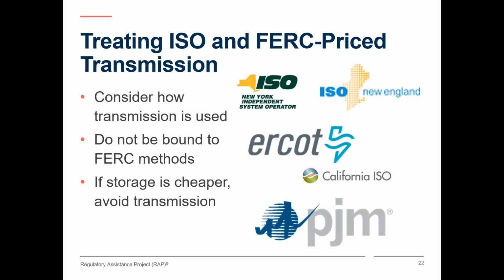One issue that often comes up is that the retail regulators don't always have the first opportunity to decide how transmission costs will be allocated. Transmission revenue requirements are generally set by FERC, and the way that they're shared among the utilities is determined by FERC and ISO rules. But the critical issue is how the transmission is used.